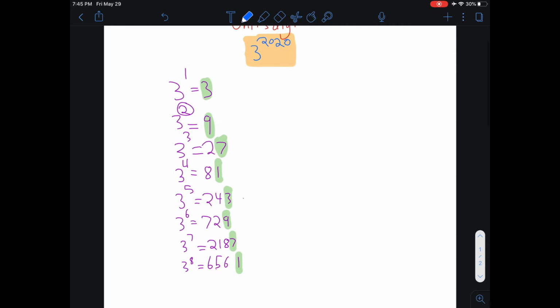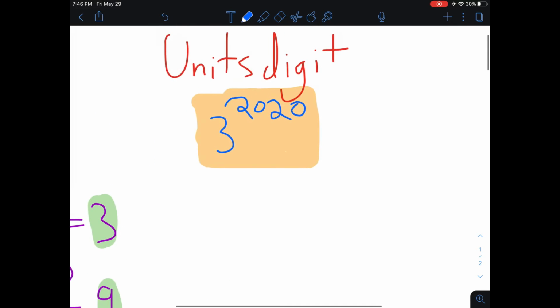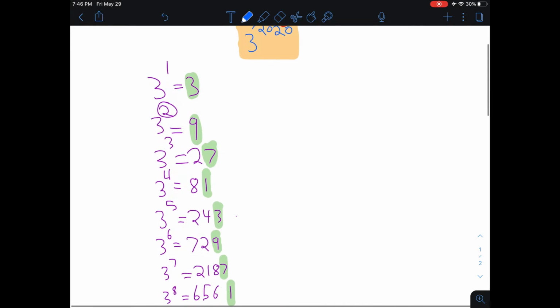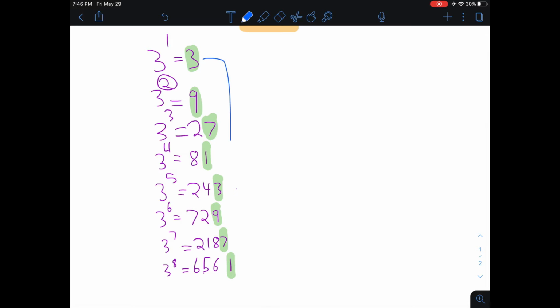So now let's go through this list and try to find some similarities that we can apply in order to find out what the units digit of 3 to the power of 2020 is. So we see here that this repeats in groups of 4. And the same thing applies here. The pattern of 3 to the power of any number is cyclic in 4 terms.